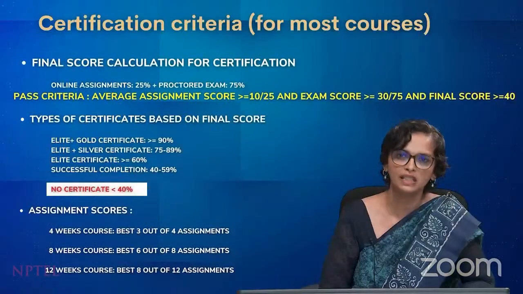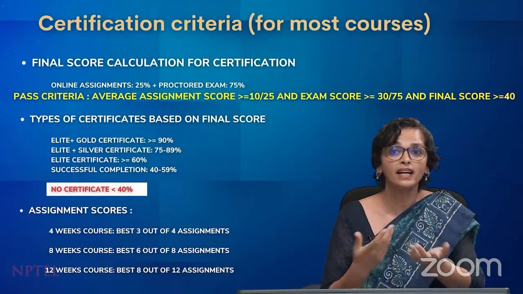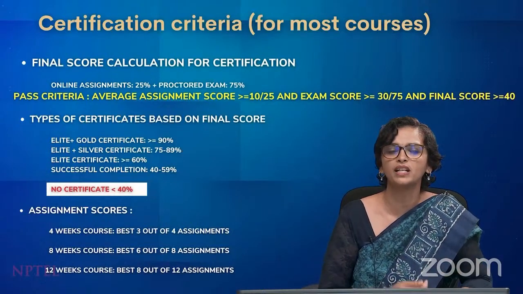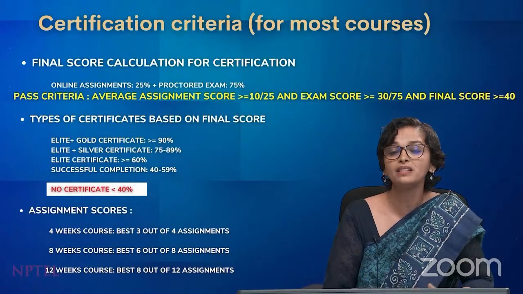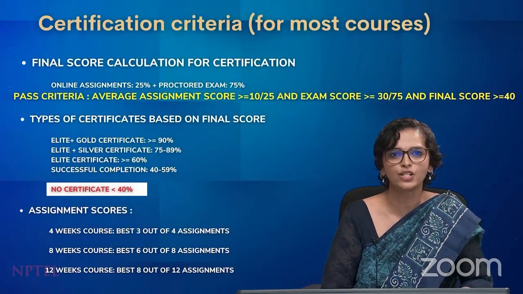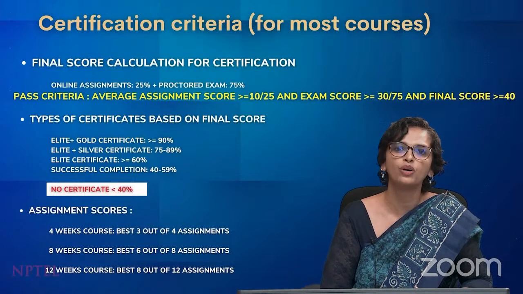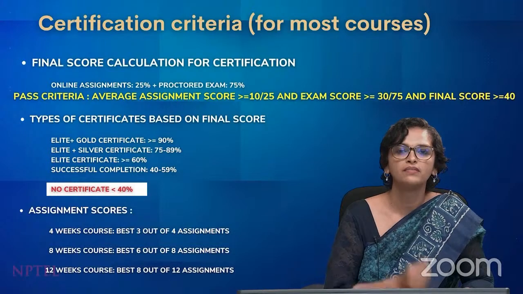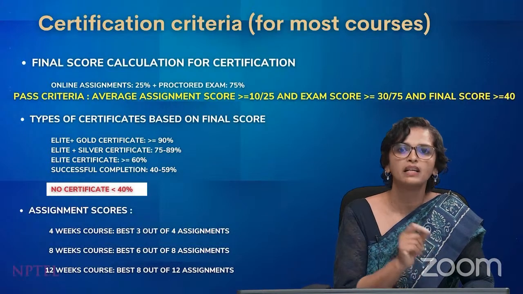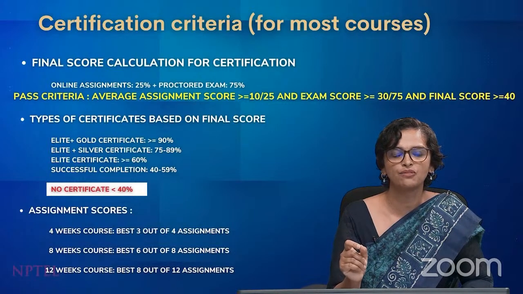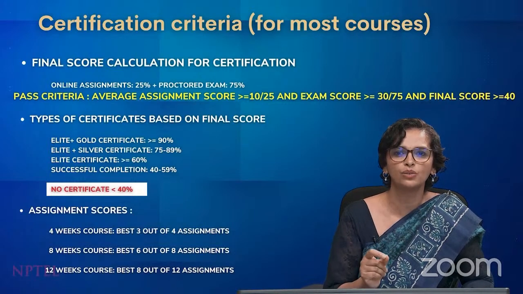Okay. Having done all this, now how do you get your certificate? What is the criteria? Is it that you just do the course and get the certificate, or all those who appear for the exam are going to get a certificate? No, we do have a certification criteria as shown in this slide. Okay. So the final score for the course that we calculate, there is 25% weightage for the weekly assignments and 75% weightage for the final exam that you write at the center.